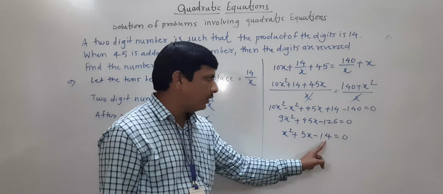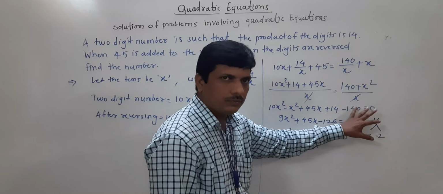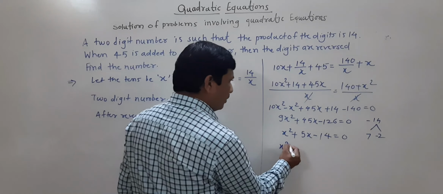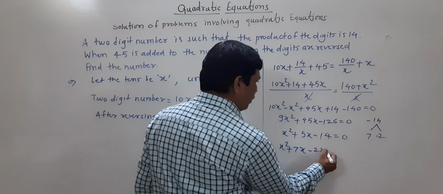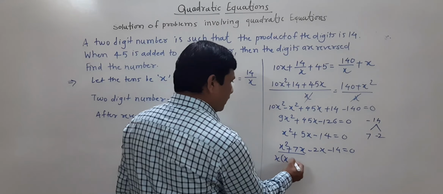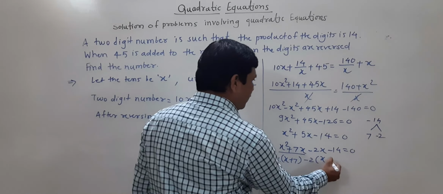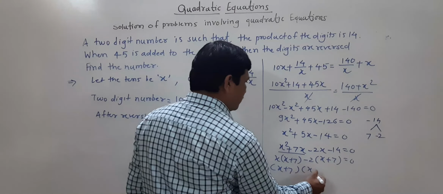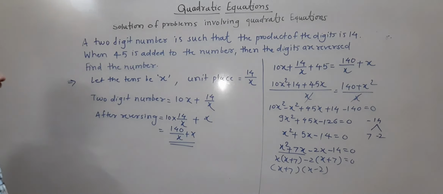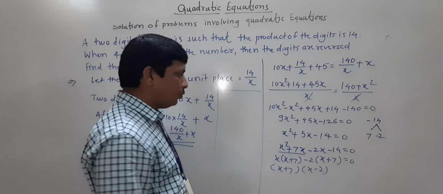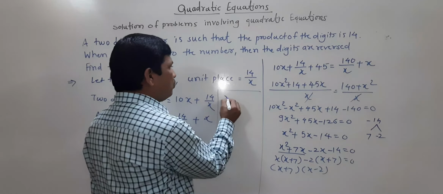Okay, here many students make mistakes, so this is important. If not possible, directly take it outside and then put it here, no problem. So x square plus 7x minus 2x minus 14 is equal to 0. You take x common from the first two terms: x into x plus 7, minus 2 into x plus 7, is equal to 0. So x plus 7 and another bracket x minus 2, x plus 7 and x minus 2. So x is equal to minus 7 or x is equal to plus 2.